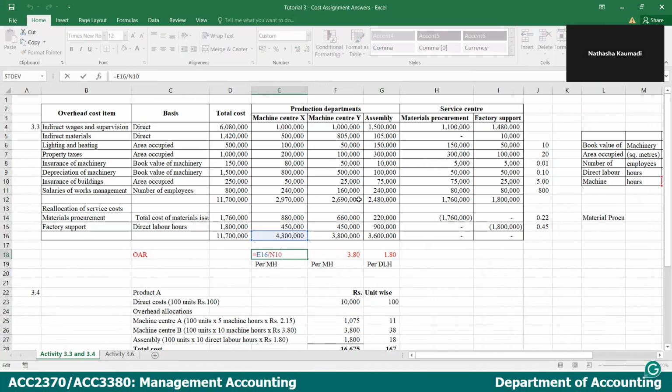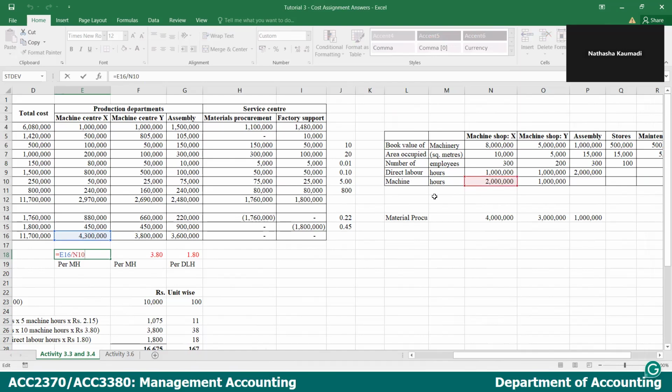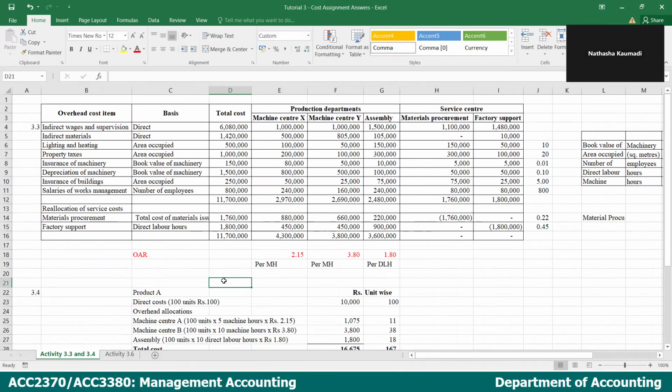So this is how you take the total. You can see the formula. You take the total and then you divide by the relevant hours. And I told you how to interpret this in the correct way: 2 rupees and 15 cents per machine hour. That's how you write the correct overhead absorption rate as well. Right. Now you have the overhead absorption rates for the 3 production departments.